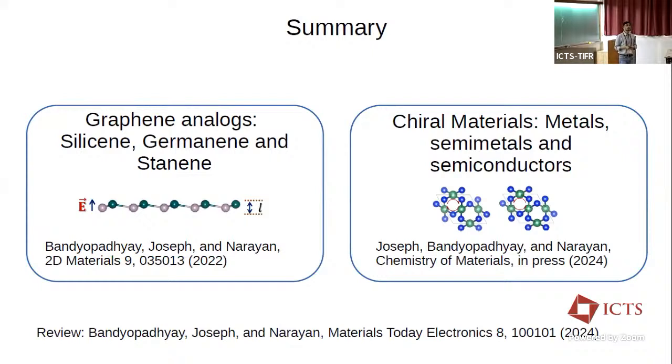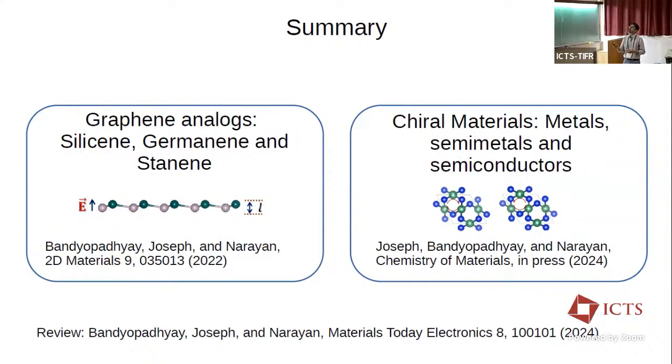So in summary, what I showed you were two examples of how to tune the Berry curvature dipole. One was using these graphene analogs, silicene, germanene, and stanene, where I showed you how, using an electric field, one can tune the gaps and therefore the Berry curvature dipole. And then the sign of the Berry curvature dipole can serve as a signature of the topological phase transition.